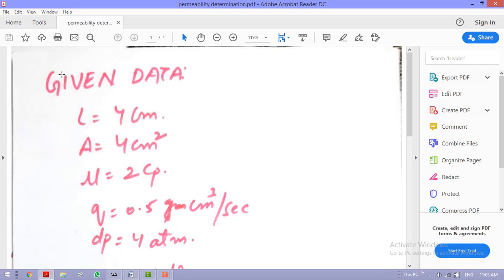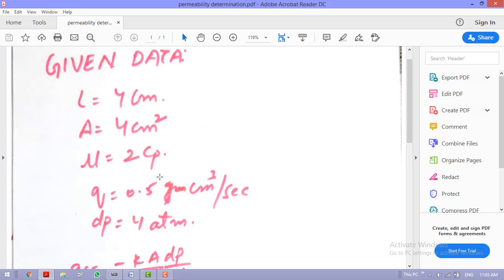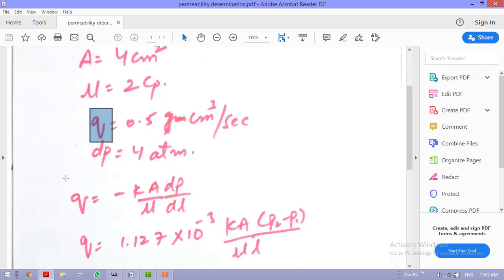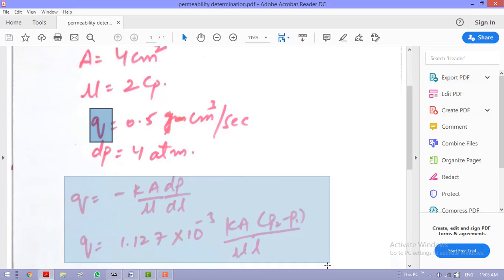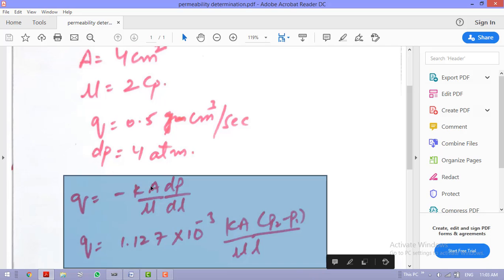So first I wrote the given data: length of the core as 4 centimeter, area as 4 centimeter square, viscosity as 2 centipoise, flow rate is 0.5 centimeter cube per second, and pressure differential is 4 atmosphere. Okay, so I wrote two formulae over here: Q equal to minus Ka by mu dP by dL, and next is 1.127 into 10 power minus 3 Ka pressure differential divided by mu into L.